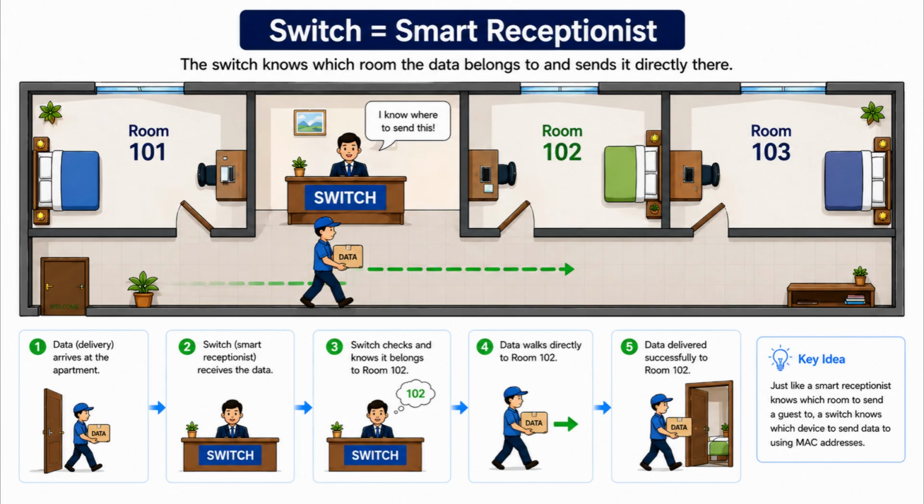Think of a switch as a hallway inside an apartment building. Each room has a number. If you want to deliver a package to room 102, you don't knock on every door. You go directly to room 102. It knows where devices are connected and sends data directly to the correct device.